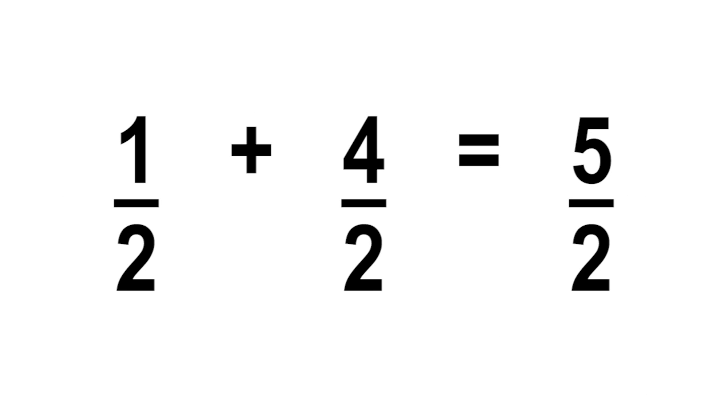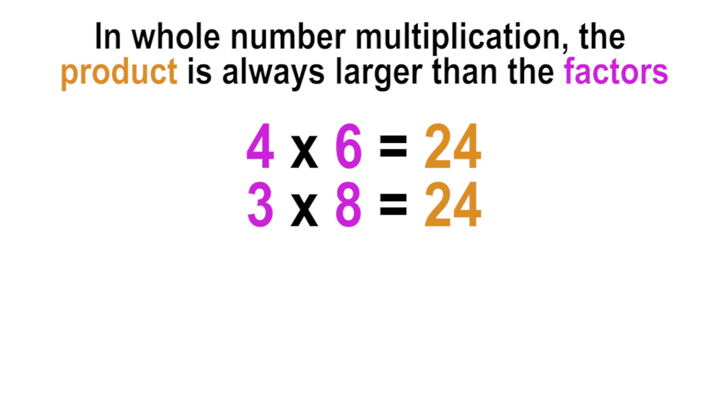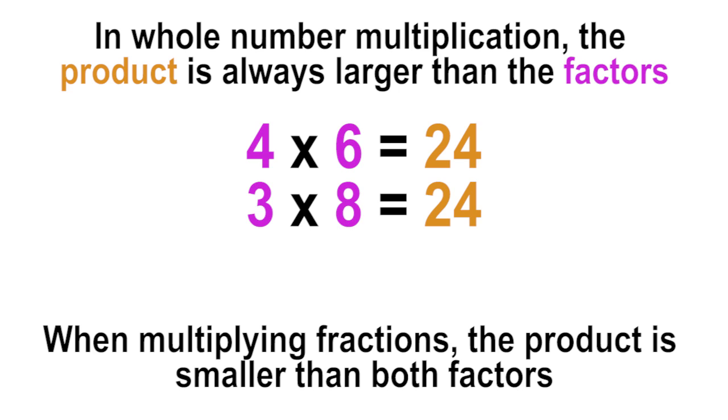When using operations such as addition, subtraction, multiplication, and division, we need to look at the numerator and the denominator as a single entity. For example, 1/2 plus 4/2 equals 5/2. In whole number multiplication, the product is always bigger. 4 times 6 equals 24. 3 times 8 equals 24. When whole numbers are multiplied, the product is larger than the factors. Although, in later grades, when your student is multiplying fractions, the product is smaller than both factors.